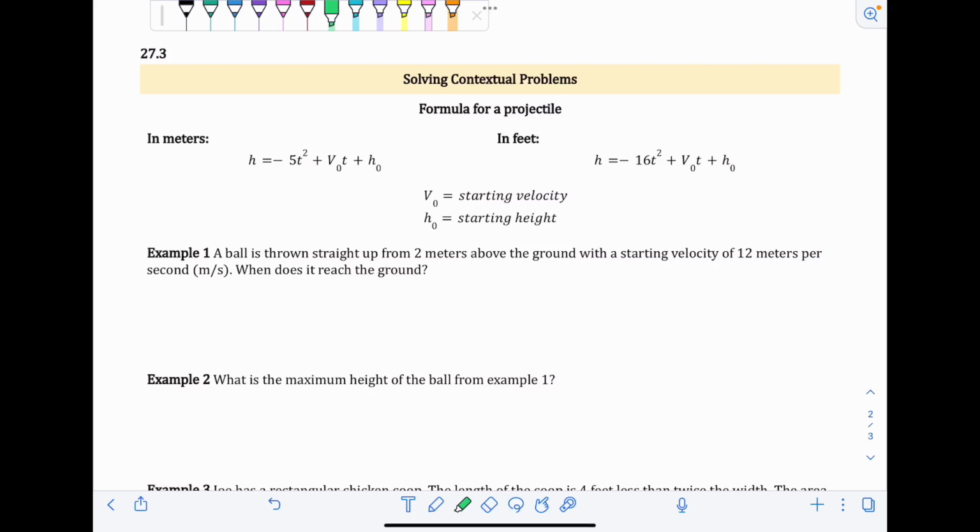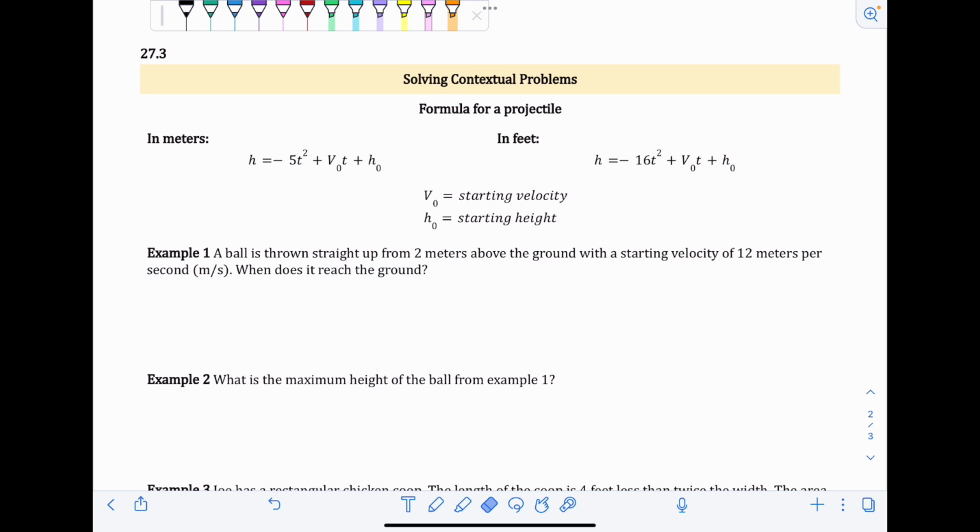27.3 is solving contextual problems, and contextual problems just mean real life situations. One situation that can be represented really well by quadratics is a projectile, which is something that's thrown or launched into the air. Because quadratics' graphs are parabolas, I can picture a graph shooting up and shooting down like this, and that's the same path that an object shot or thrown through the air would take. So that's why we're able to use quadratics to represent these situations.